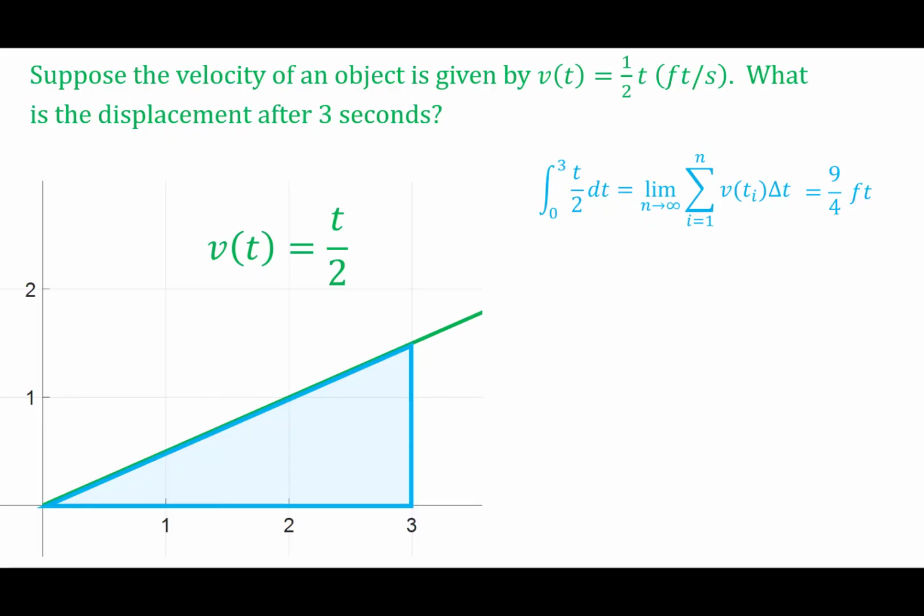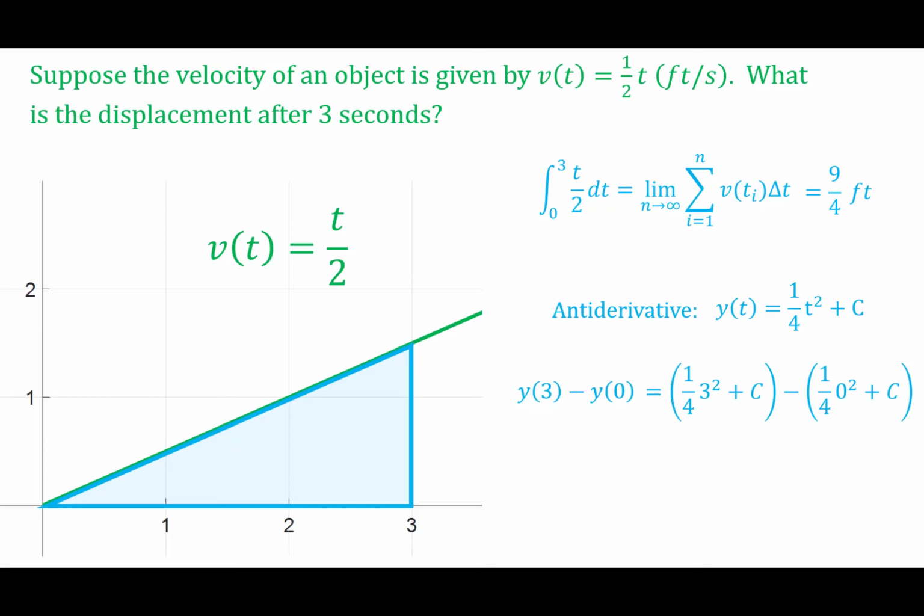But we have another way to find the displacement after 3 seconds because we know the derivative of position is velocity, so the antiderivative of velocity is position. So we take the antiderivative and we get 1/4 t squared plus c. Now that we have a position function, we can find the displacement by figuring out what's the position at 3 and the position at 0 and subtracting the two. In this case, we would get 9/4 again.